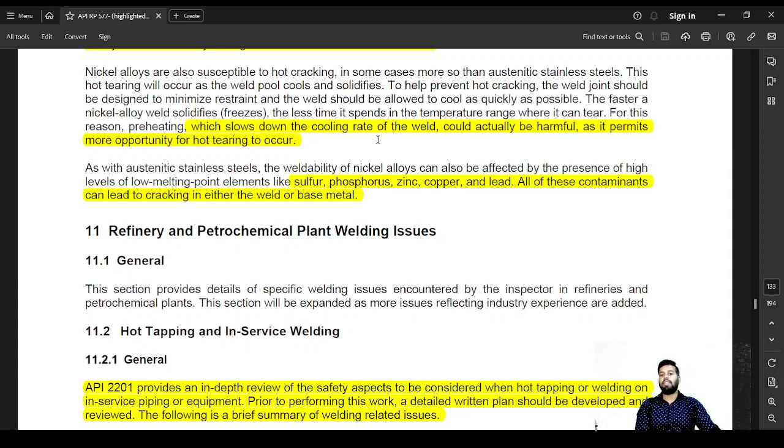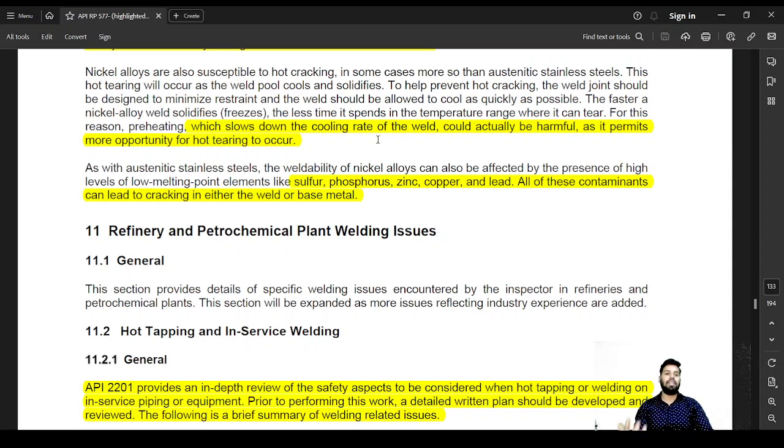In austenitic stainless steel, the weldability of the nickel alloys is also affected by the presence of high levels of low melting point elements such as sulfur, phosphorus, zinc, copper, lead. All of these contaminants can lead to cracking on either the weld side or the base metal side.